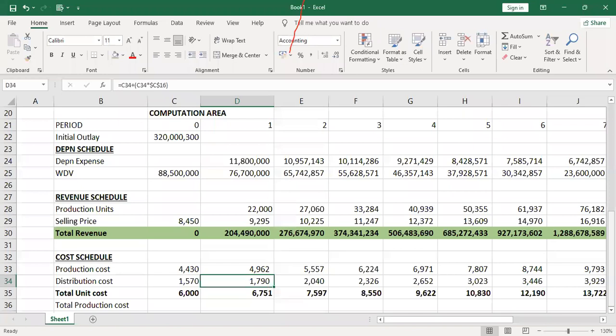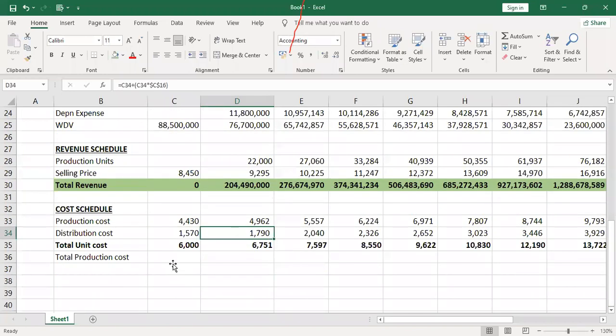Someone in the chat room was complaining. So how do you get the total production cost, coordinator? How do you get the total production cost? Hello? I'm not sure, sir. For you to produce 1 unit, you need 6,000 in year 0 altogether. You need 6,751 in year 1. So how much do you need to produce 22,000 units in year 1? That is my question.